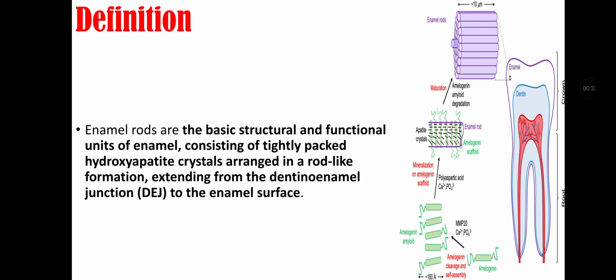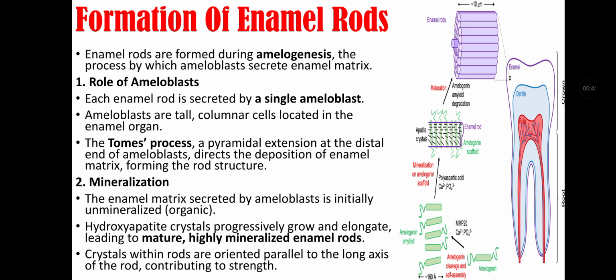Definition: enamel rods are the basic structural and functional units of enamel, consisting of tightly packed hydroxyapatite crystals arranged in a rod-like formation extending from the dentino-enamel junction to the enamel surface. Formation of enamel rods. Enamel rods are formed during amelogenesis, the process by which ameloblasts secrete enamel matrix. Role of ameloblast. Each enamel rod is secreted by a single ameloblast.